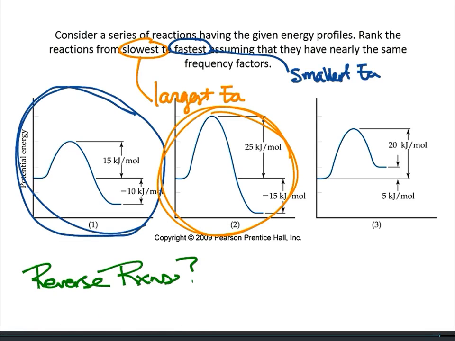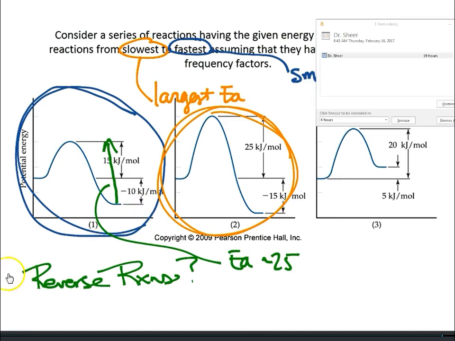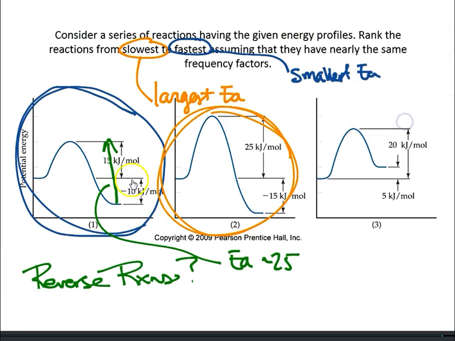Now let's talk about the reverse reactions. I know the question doesn't ask us about that, but we might as well include it. The activation energy for the reverse reaction for number 1 appears to be about 25 kilojoules per mole. For reaction 2, it appears to be about 40 kilojoules per mole if we add those two numbers together. And for the third reaction, it appears to be 20 minus 5, which is 15.